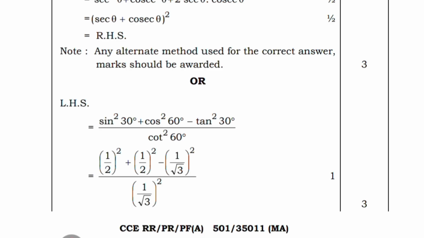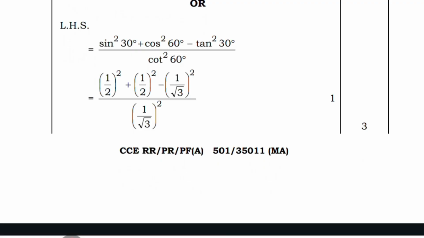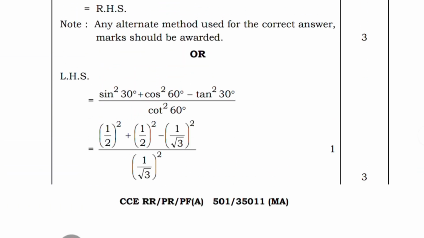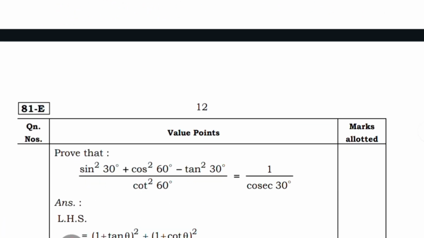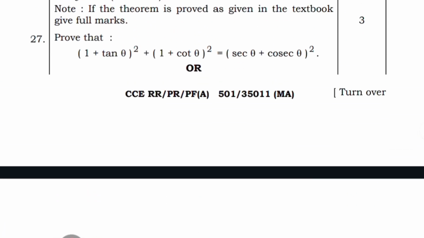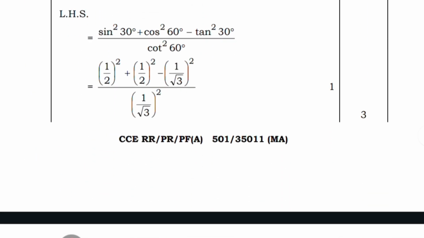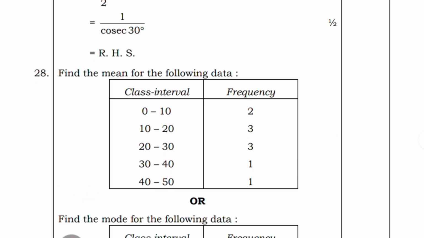Here they have given the note. You can read it. Here is the LHS. A different method they have solved in the OR. It is for OR. Here there are 2 questions. You can see OR, so there are 2 questions. This is the first question and this is the second question. Solving for OR, this is the same procedure also.